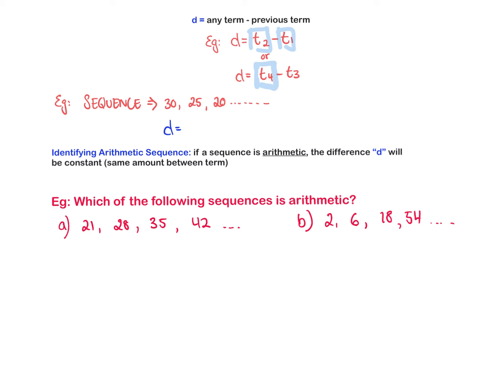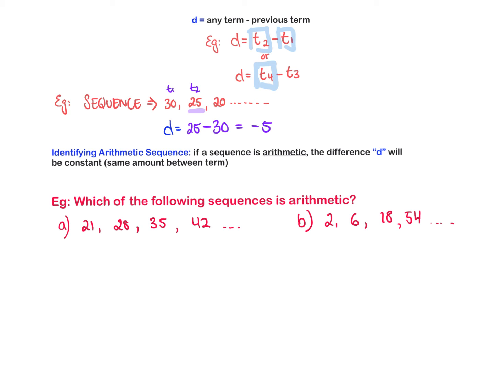So say for this example, I'd take a term, so I'd take 25, so this would be term 1, term 2, so 25 minus 30, so the common difference is -5, okay? So if we need to work out if it's arithmetic, that's what we can do. So you need to check all of them to make sure, so you can state it.